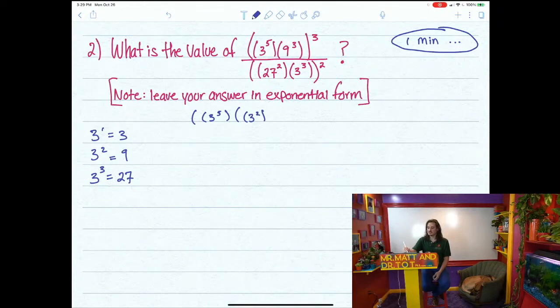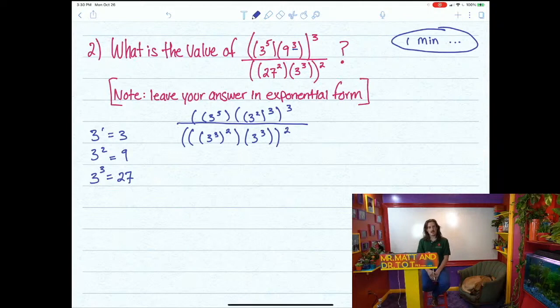Now this is still raised to the 3rd power, so don't forget that extra cube that was in the original problem. This whole thing now is still cubed. And this quantity is divided by, now 27 I can rewrite as 3 cubed, and then that's still raised to the 2nd power. And 3 cubed is fine, so we can leave 3 cubed alone. Now this whole thing, though, is still squared.